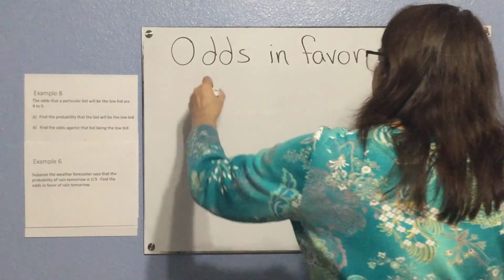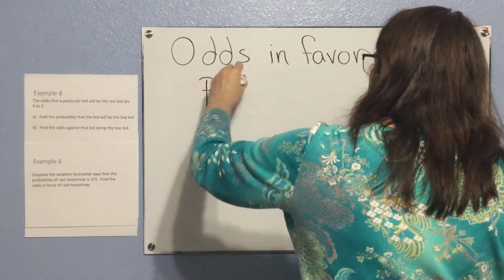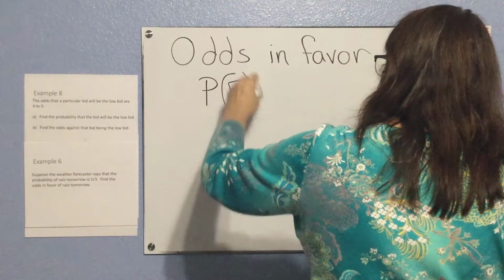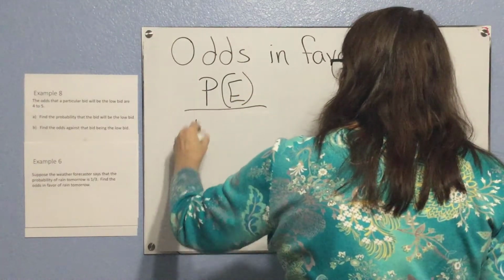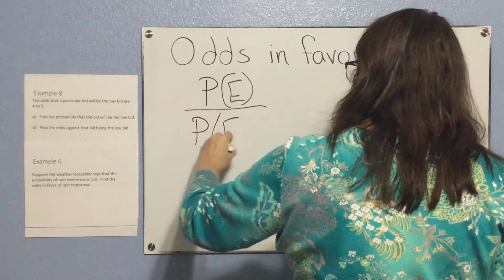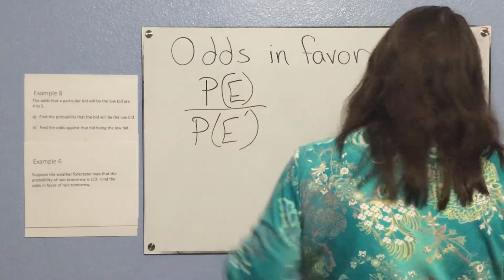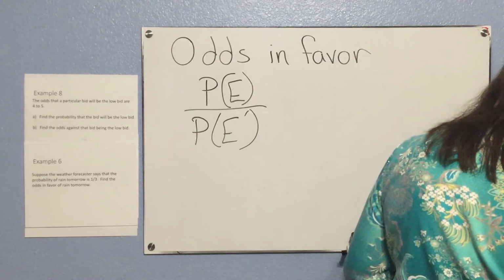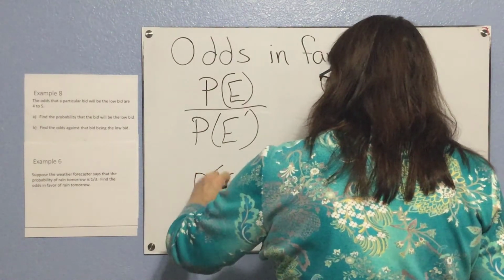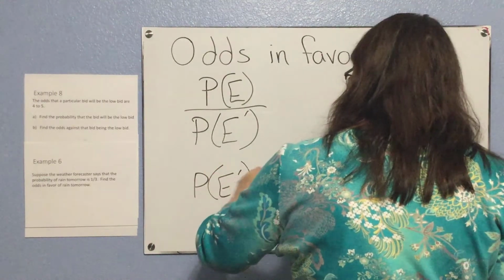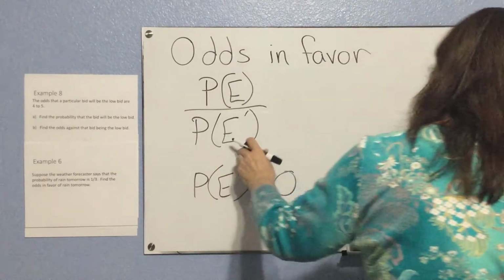The odds in favor of an event is the probability of the event happening over the probability of the event not happening. Assuming, of course, that the probability of the complement is not 0, because we still can't divide by 0.